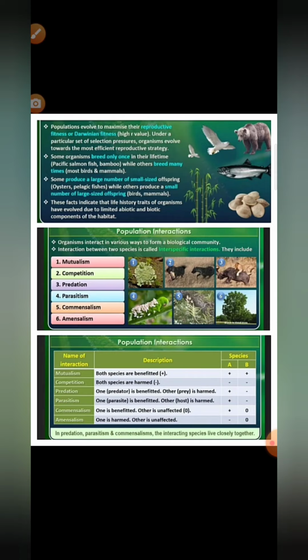to species, as some organisms breed once in their lifetime, like the Pacific salmon fish or the bamboo, while others breed many times during their lifetime. Most birds and mammals do the same. Some organisms, what happens? They produce a large number of small-sized offspring, like oyster and pelagic fishes, but there are many others who produce a small number of large-sized offspring, like the birds and the mammals.